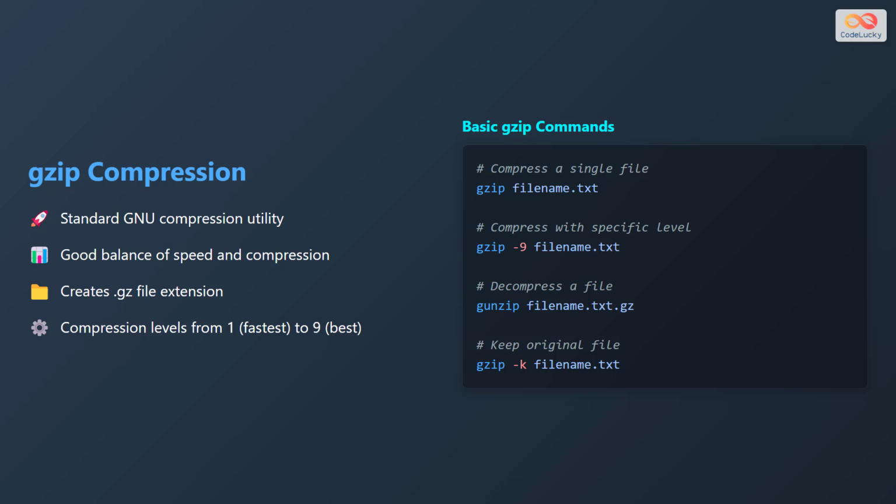Here are some basic gzip commands. To compress a single file, use the command gzip, followed by the file name, such as filename.txt. To compress with a specific level, use gzip, a parameter like -9, and the file name such as filename.txt. To decompress a file, use the command gunzip, followed by the file name, such as filename.txt.gz. To keep the original file after compression, use gzip, the parameter -k, and the file name such as filename.txt.